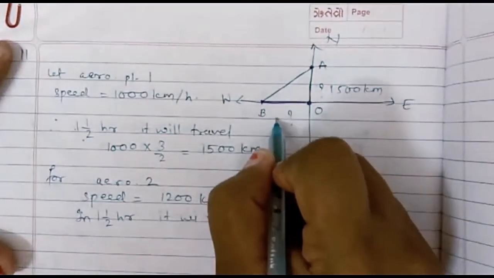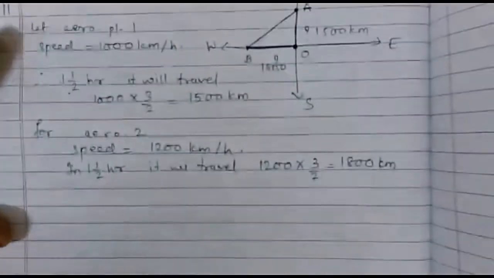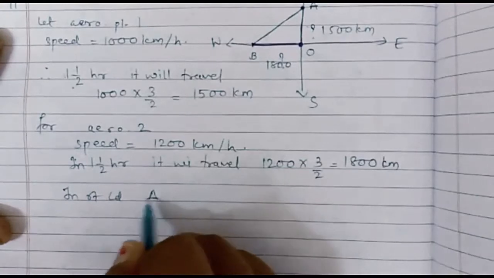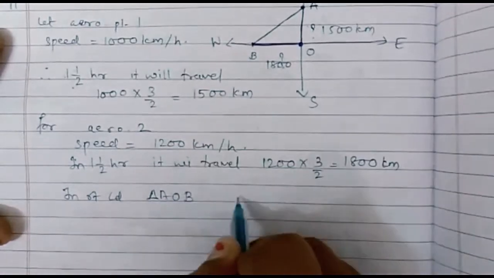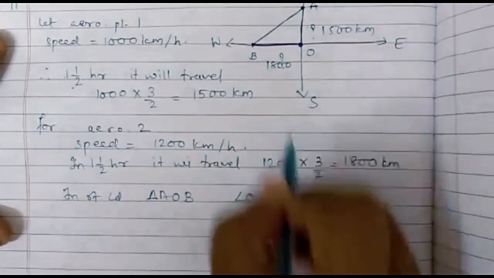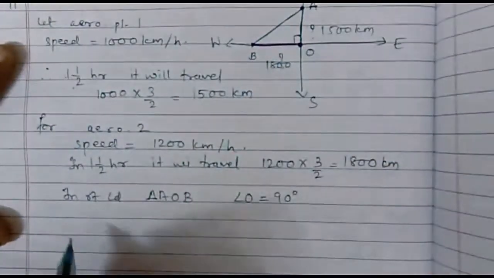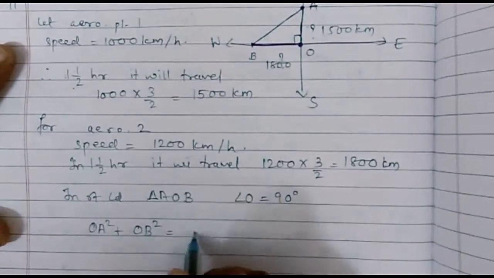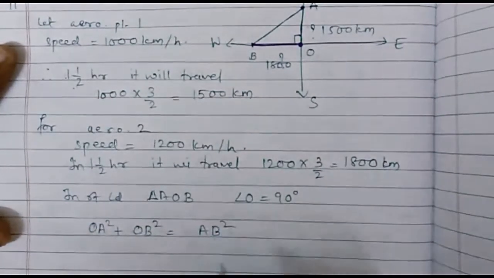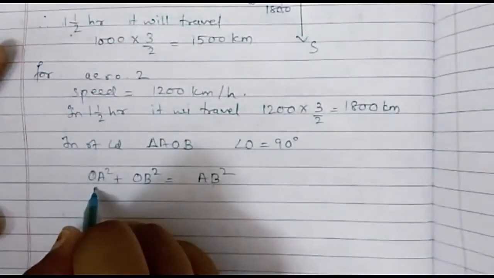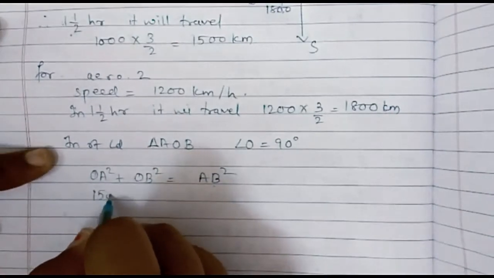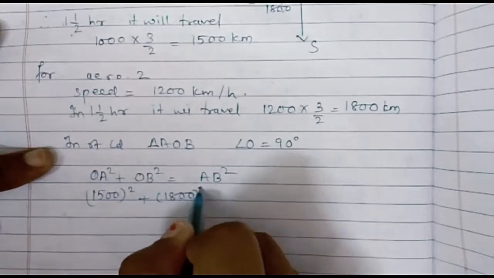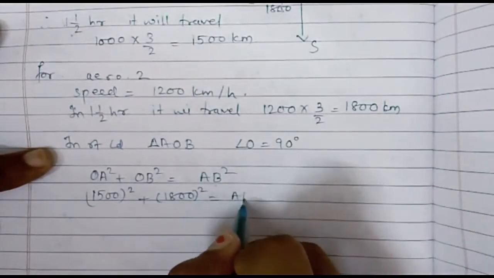So this distance OB will be equal to 1800. Now in right angle triangle AOB, where angle O is 90 degrees, you can show this as a right angle triangle. OA square plus OB square is equal to AB square. We need to find what is AB square, right? So OA square, which was 1500 the whole square, plus 1800 the whole square, is equal to AB square.